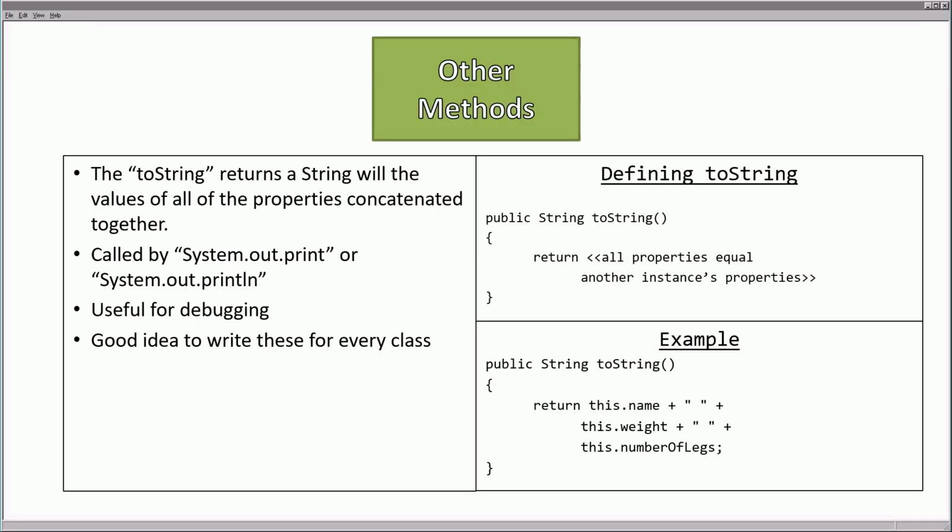Another useful method is toString, and this returns a string that will be the values of all the properties concatenated together. If we're going to pass the ID of a class type into System.out.print or println, then it does call the toString method. It's useful to write this, that way we can have it print out all of the properties, and this is really good for debugging. ToString is also very formulaic. Public, it needs to return a string, it's just called toString with no parameters, and then we just return all of the properties concatenated together into one big string.